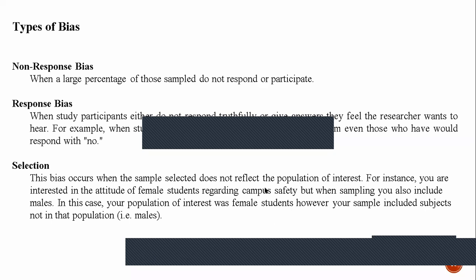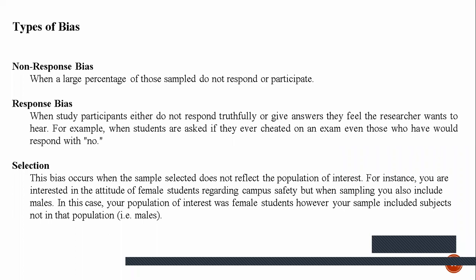Sorry, students. So the non-response bias means actually when a large percentage of those sampled do not respond. For example, at our university level also, we might sometimes experience this, because though we give questionnaires, students are not filling those questionnaires and giving them back to us. If it is like that, it means the non-response bias is high.